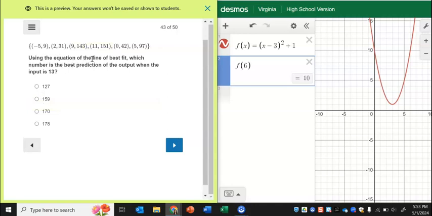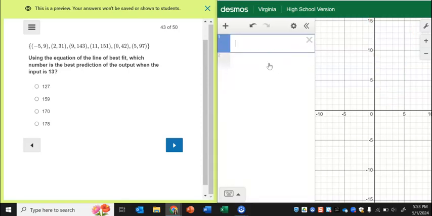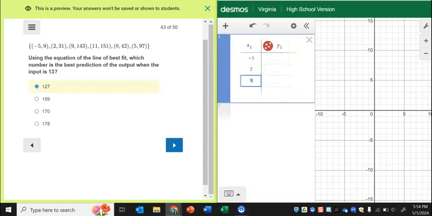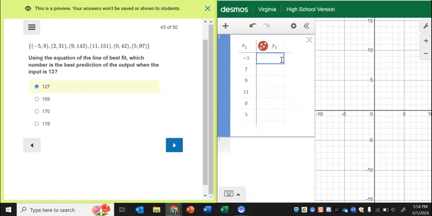All right, using the equation of the line of best fit, which number is the best prediction of the output when the input is 13? Okay, output, input, what does that mean? Well, output is y, where your input is x. So I'm going to go ahead and plug in all these points in the table form. So -5, 2, 9, 11, 0, and 5. And then over here, 9, 31, 143.